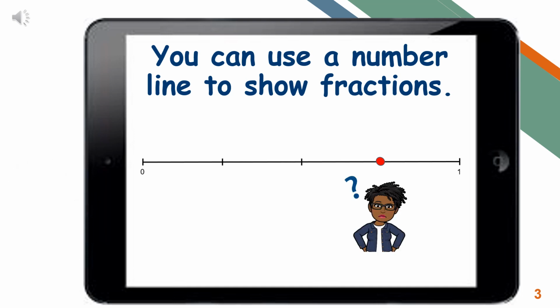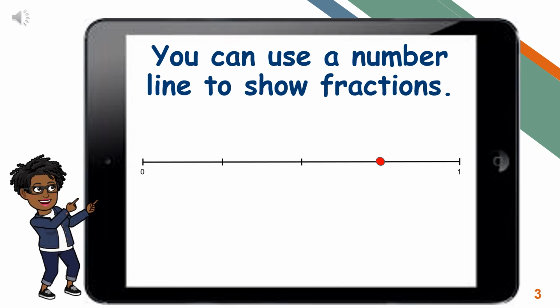How can I find out the name of this point? In this example, the line is divided into 1, 2, 3, 4 pieces. That means the denominator for each fraction will be 4. Next, we will need to label each part of the number line. The first part is 1 out of 4, so we will label the fraction 1/4.